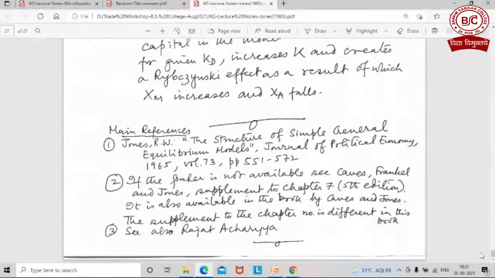The main reference is the article by Jones. Sometimes the paper is not available. I have a copy of the paper, I can send it to the group. But it's a very difficult paper. Then see Abe, Frankel and Jones, supplement to chapter 7, 5th edition. Or you can also see Caves and Jones, but there the chapter name is different. Chapter maybe section 5 or 6. You can also see Rajat Acharya. But first of all, go through this note. It will help you. Thank you so much.